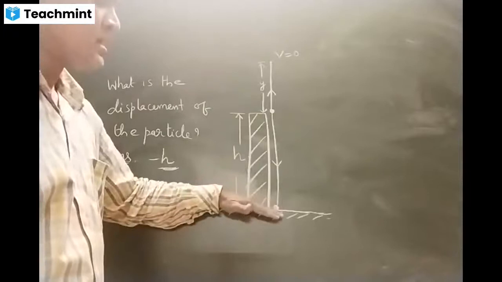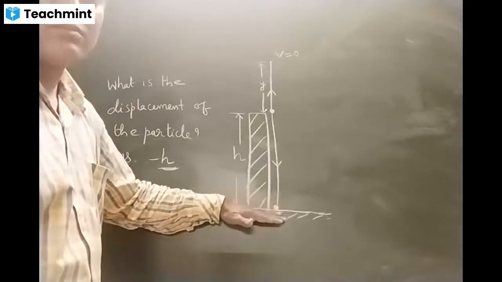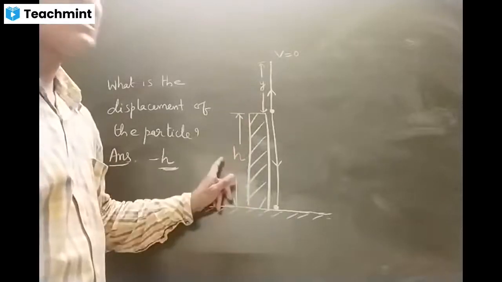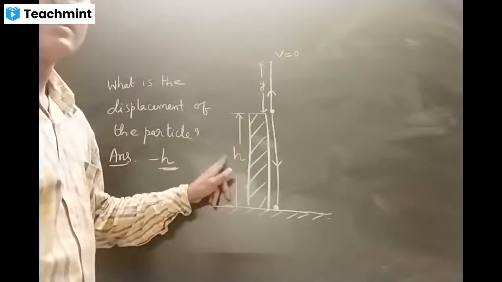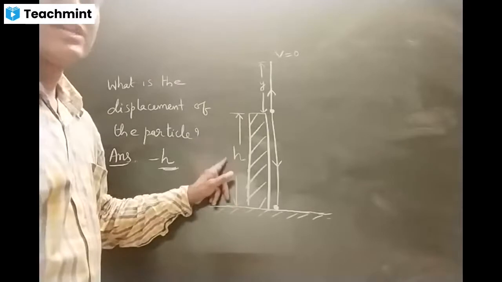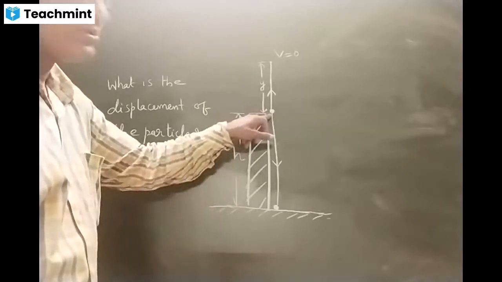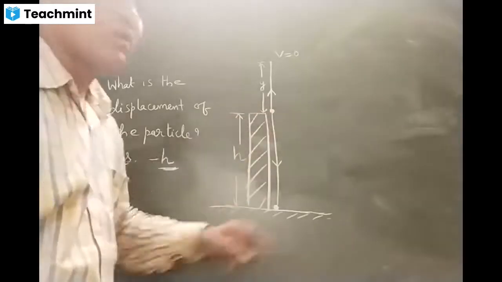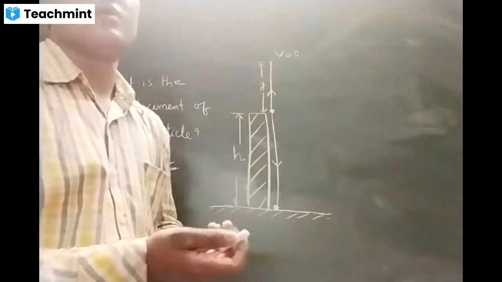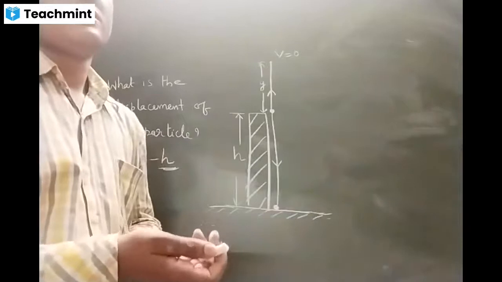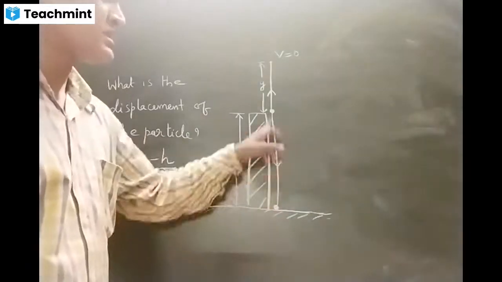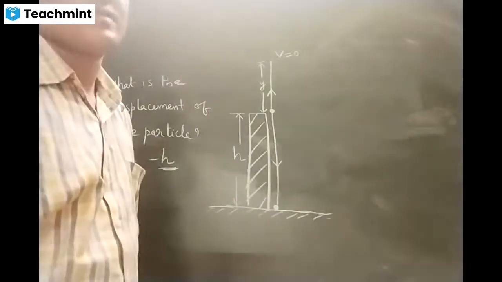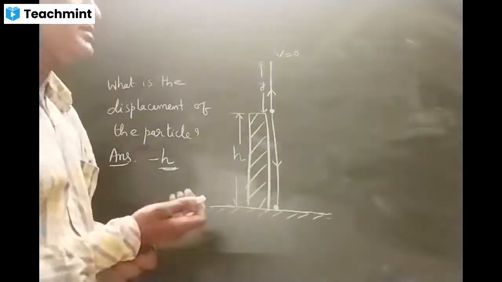Why? Because height you are measuring from the bottom or foot of the tower to the top of the tower. In the upward direction, what is the sign convention I have taken? Positive. But now you are measuring the displacement from top to bottom, in the reverse direction. So when it is in the reverse direction, then I can say that minus h is the displacement. Let me calculate this.